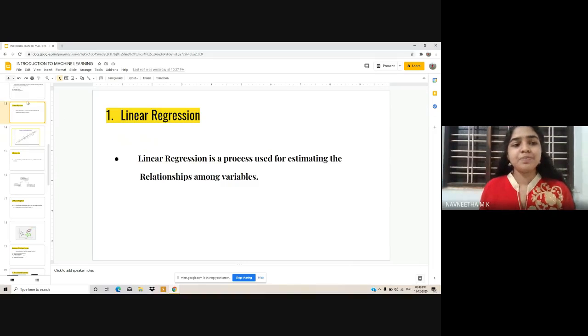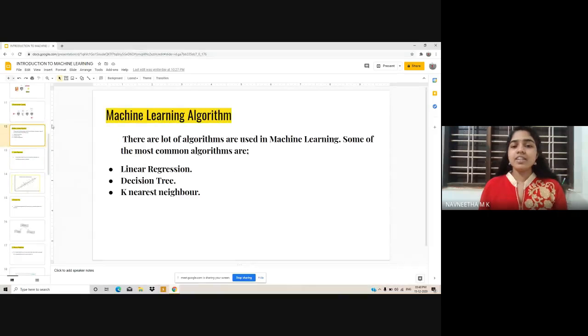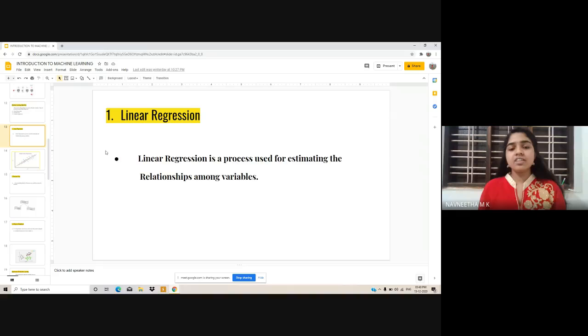Linear regression. It is an algorithm used in machine learning. It is mainly used for finding the relationship between two variables. We know what a variable is. If you want to predict the weight of a person based on their height, height is the independent variable, and weight is the dependent variable.